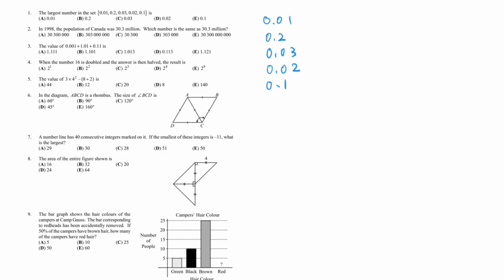First, I compare the 10th digit. In the 10th digit, the largest digit is the 2. So the largest of the 5 numbers is 0.2. Therefore, the answer is B.